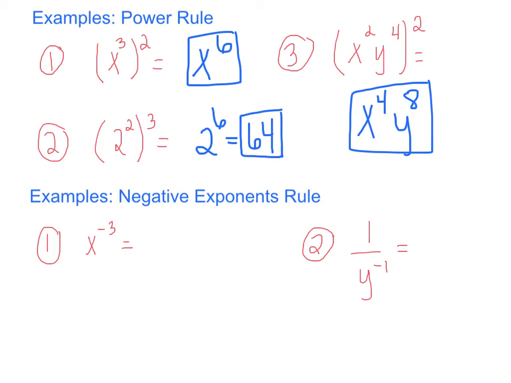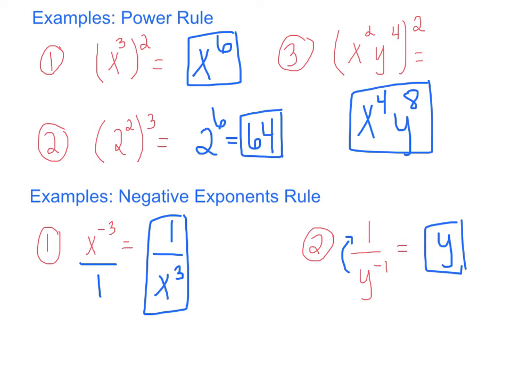Our negative exponent rule says that we want to make sure our negative exponents are positive. You can treat x to the negative 3rd as over 1, and so our final answer will be 1 over x to the 3rd. We just switch places in order to make our exponents positive. Number 2, our exponent is negative in the bottom, so we're going to bring it to the top. Switch places to the numerator, and it's just y.